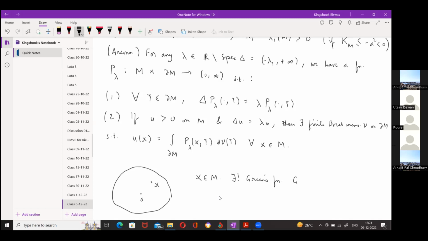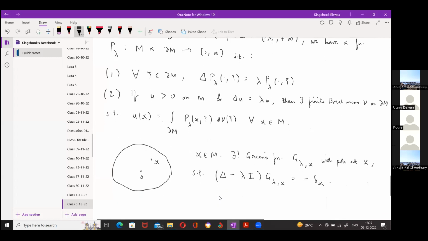So let me call this G sub lambda x, with pole at x. What this function satisfies is that (Delta minus lambda I) of G(lambda, x) is equal to minus Dirac at x. Okay. So it's an eigenfunction outside the point x.